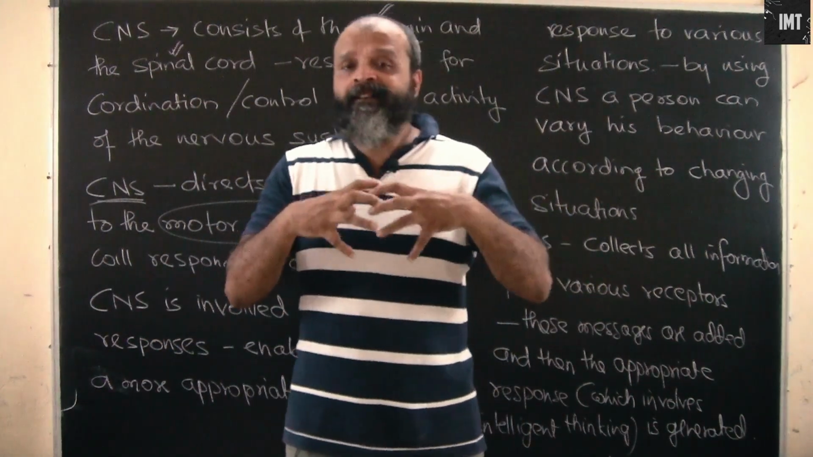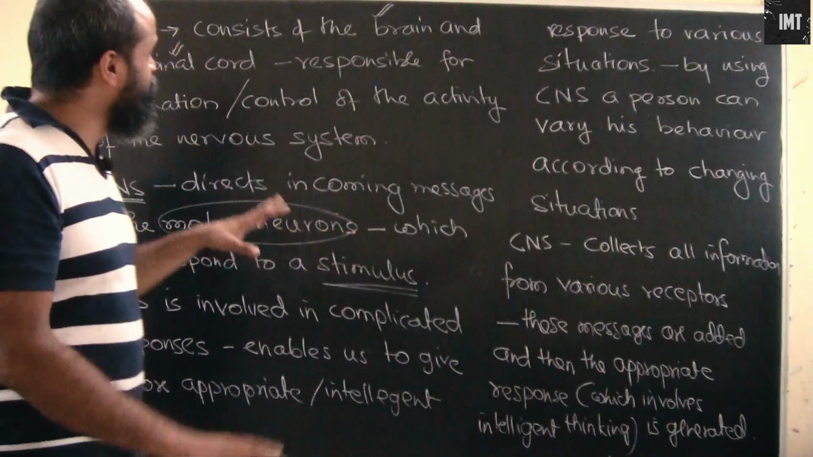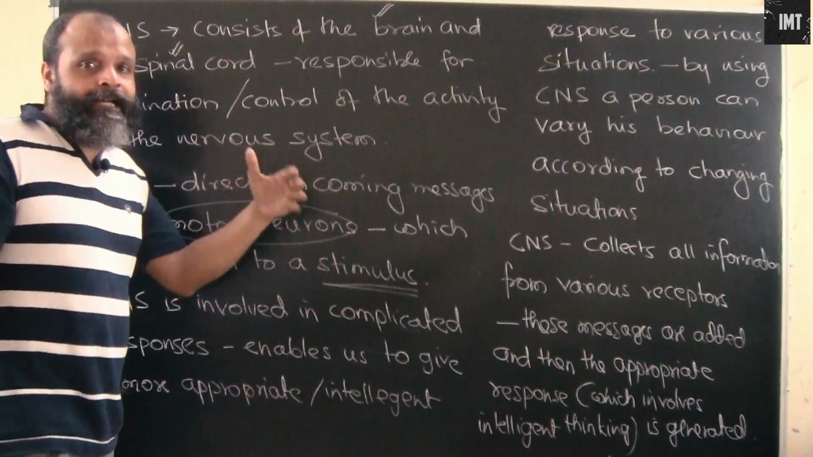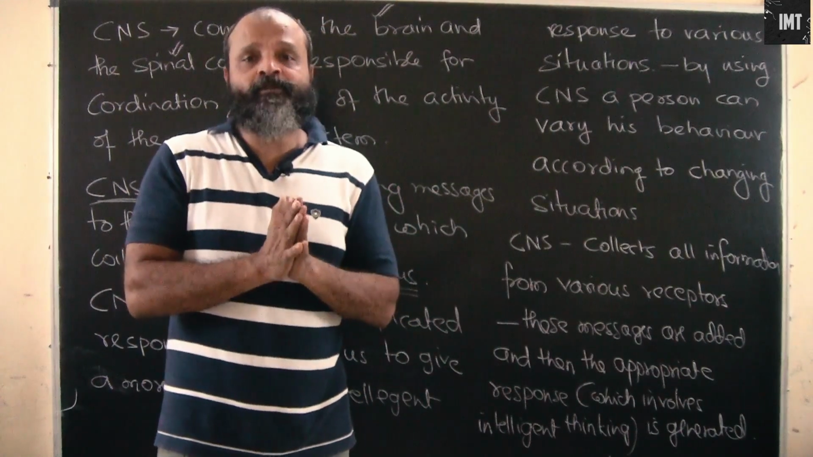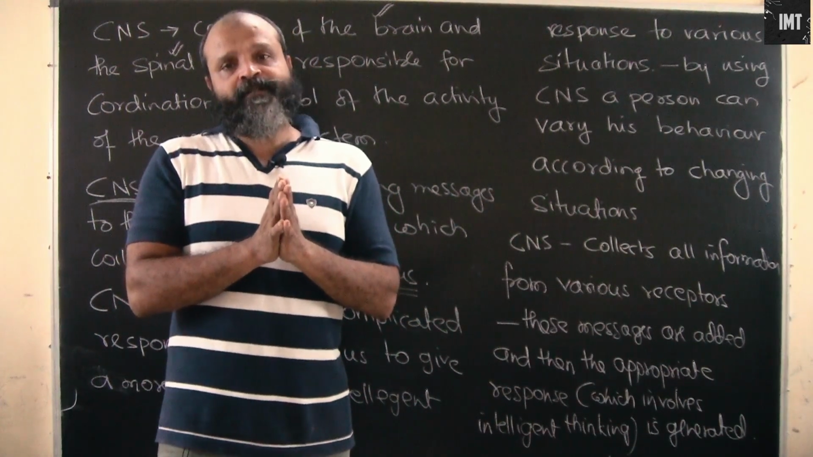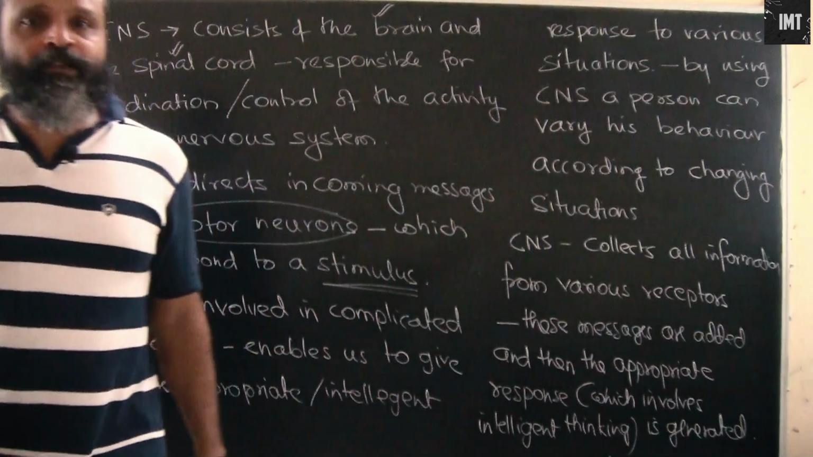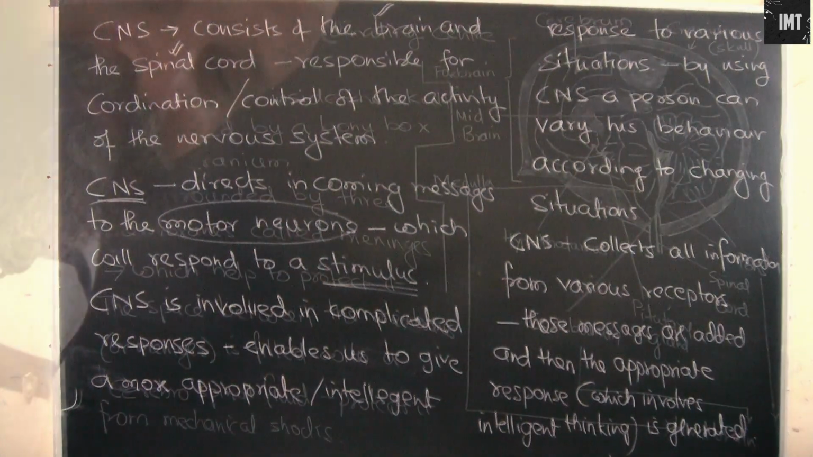So the central nervous system generates an intelligent and appropriate response to a particular set of circumstances. I hope this is clear. You can take a snapshot of the same.